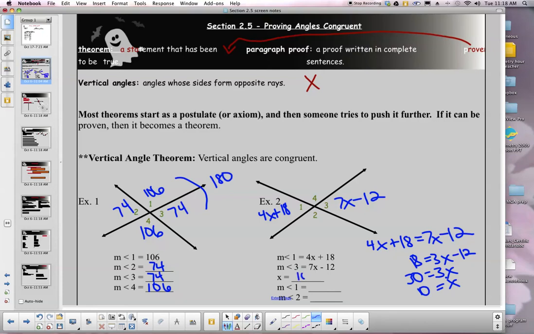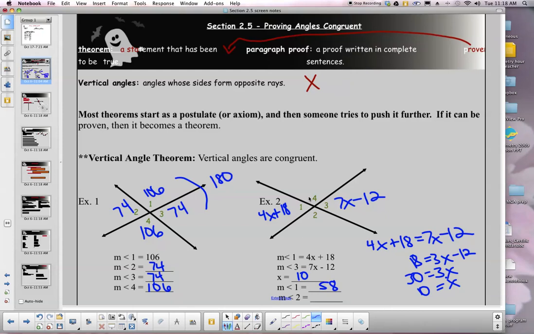So our x value is 10, but they actually want you to find angle measures. So what do you do with that x value of 10? You plug it back in. So 4 times 10 is 40, plus 18 is 58. So angle 1 would be 58.